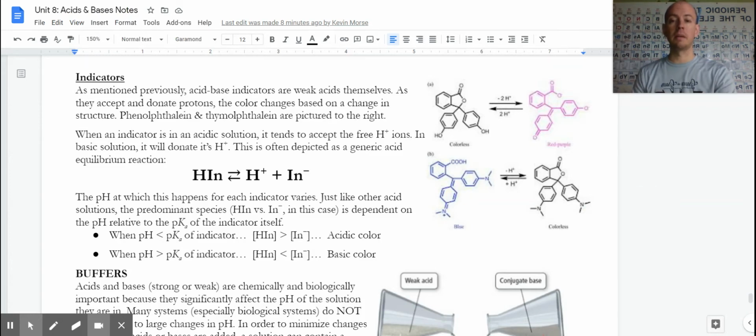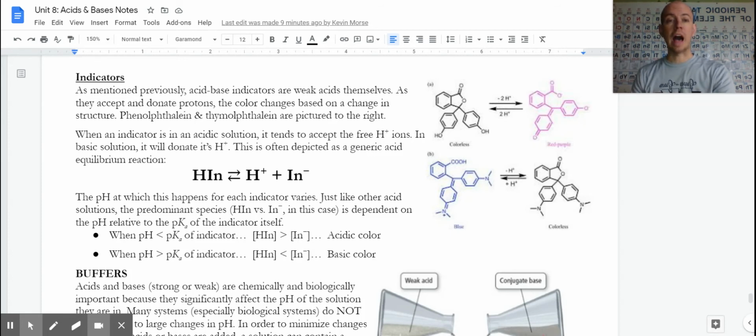For that, we have to think about this and this, just like in the last video, the HIn and the In minus would be equal when the pH equals the pKa for that acid itself. Now we think about, well, if the pH is below that, that means that we have more of that acidic version, just like previously, but now we're applying it to the indicator itself. That would be the acidic color. That would be phenolphthalein's colorless version.